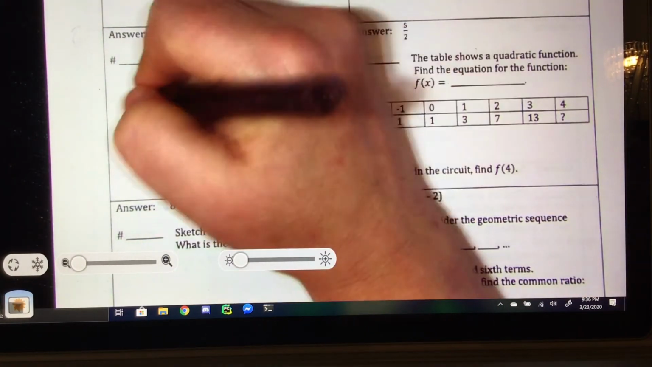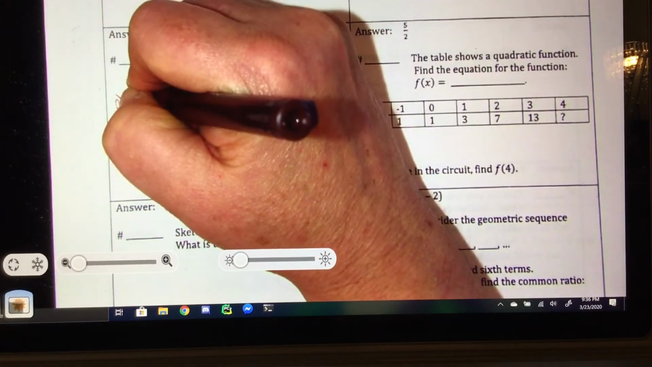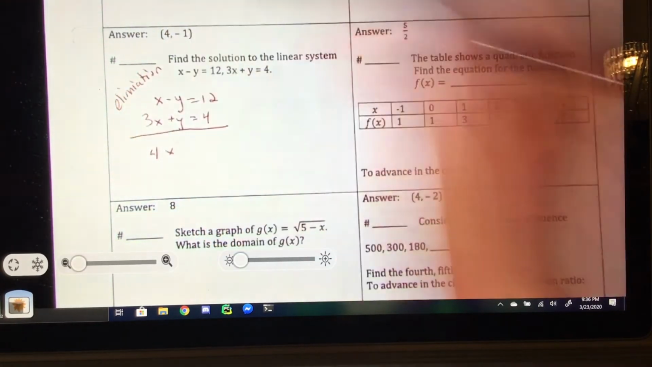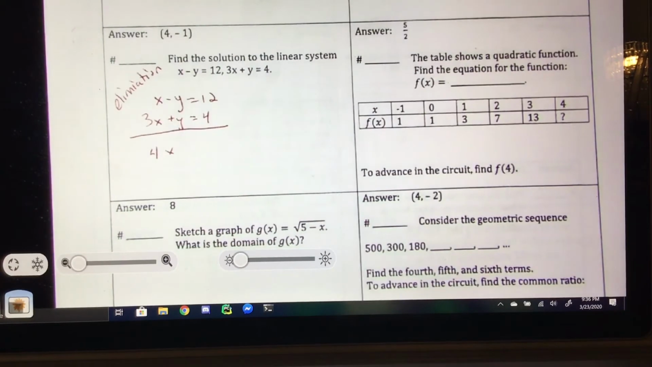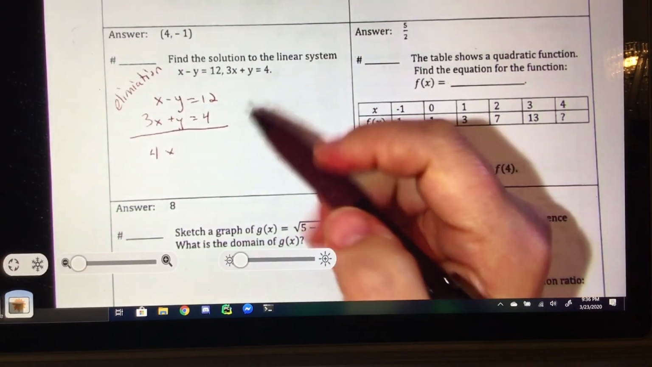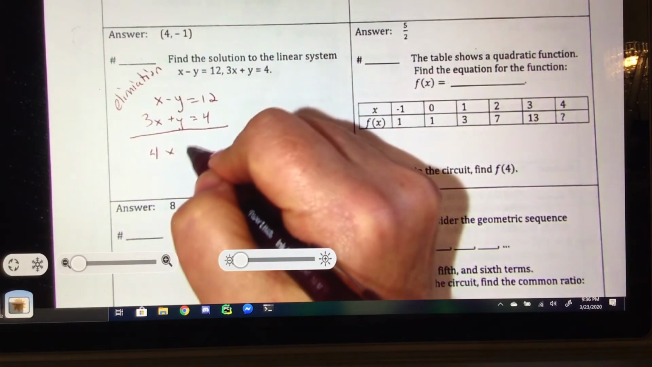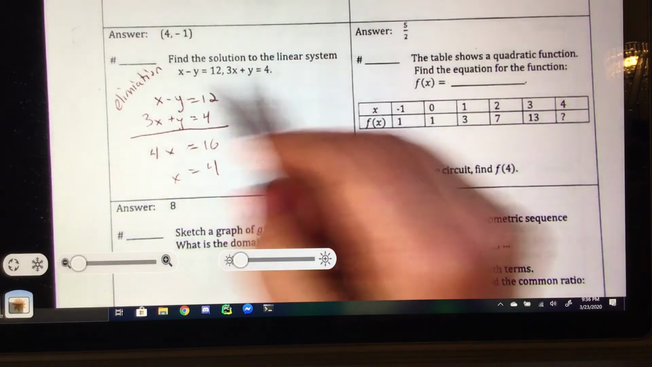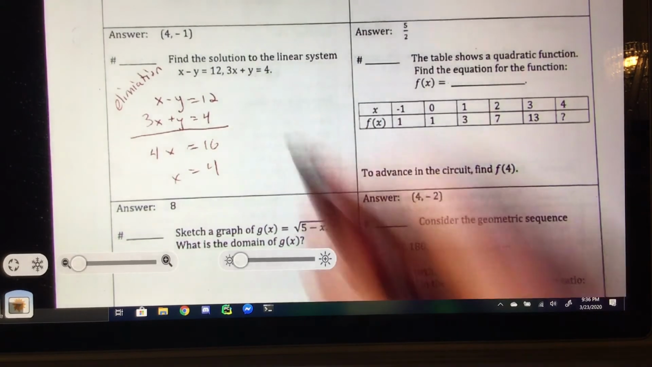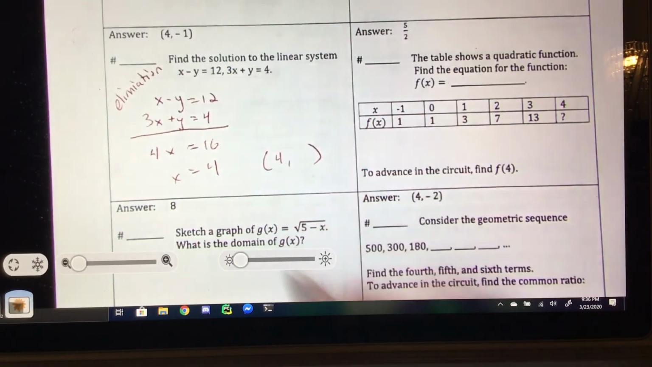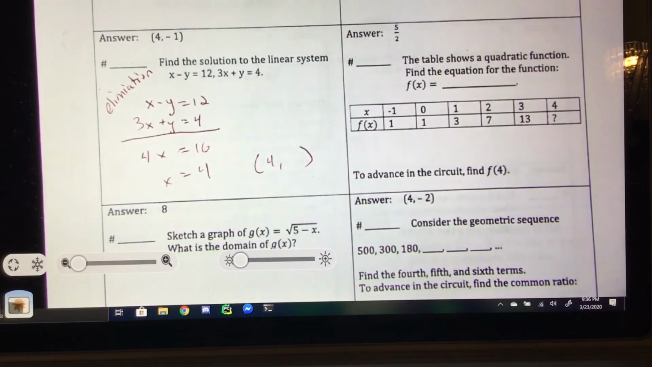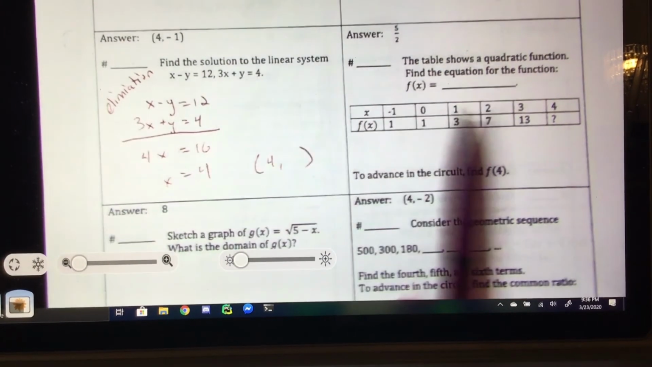This is called elimination. If you look up linear equations elimination, it'll show you all over the internet how to do those. And then you plug 4 back into either one. So you'd have 4, again, I'm not going to finish that. You can't get it.